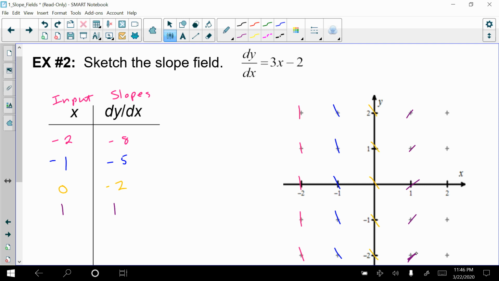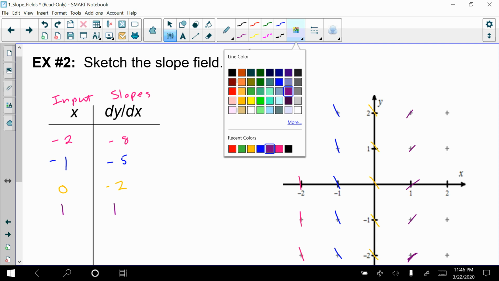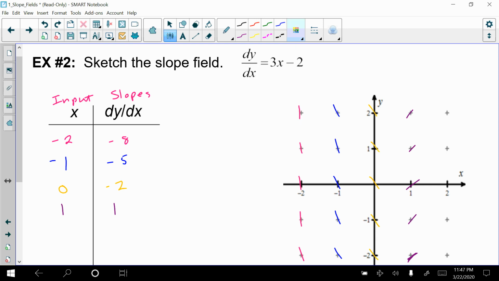And a little off on that one. And let's go ahead and take care of the last bit here at a positive 2. So when x is a positive 2, 6 minus 2 gives me a slope of 4. So something fairly, probably not that steep, but something definitely steeper than the 1, going that way.